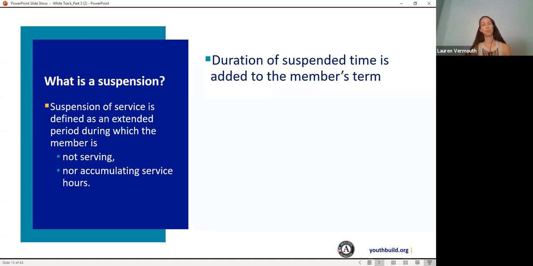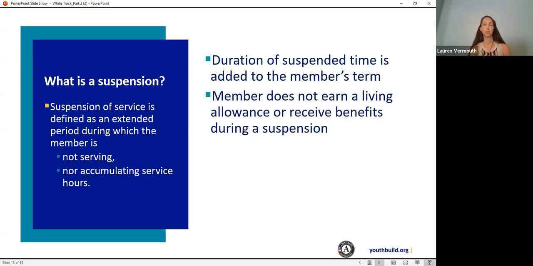Now my exit date will be moved out to that following March. So it's a great thing, allows us to hit pause as a member resolves something that would keep them from serving. Our full-time members earn a living allowance, and they have other benefits that they get through the grant. If they are suspended, those benefits stop. So it's something to make sure that your members are aware of before you move into a suspension with a full-time member. We don't have those same issues with our typical YouthBuild students though.